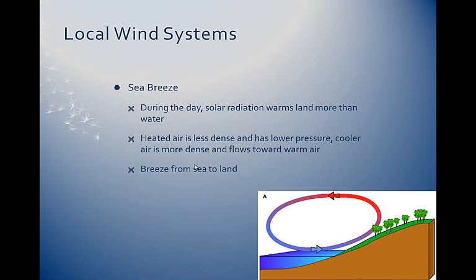So your local winds. Your sea breeze happens. We're pretty used to this since we are near the sea. We get a lot of these type of wind systems. And during the day, solar radiation warms the land more than the water. So the heated air is less dense and has lower pressure, and the cooler air is more dense and flows towards the warm air. So the breeze comes from the sea to the land, because your air here over land is going to warm, and then the air from the sea is going to rush in and try to take its place, and then it'll get warmed, and that circular motion will happen.